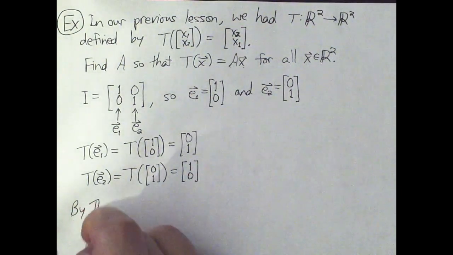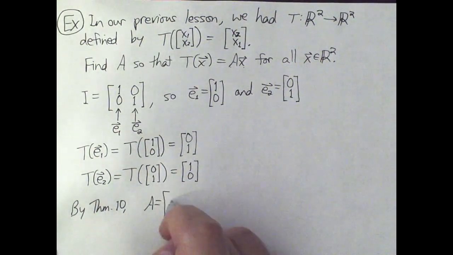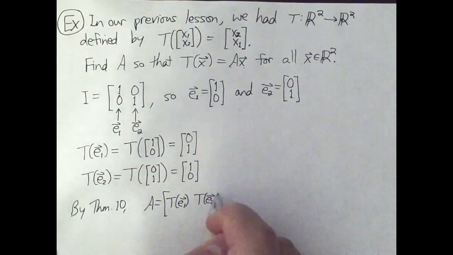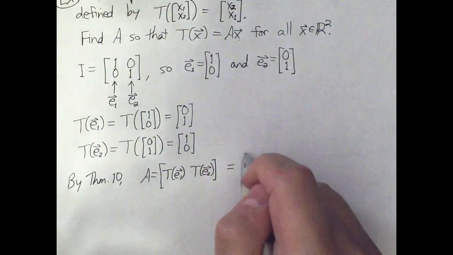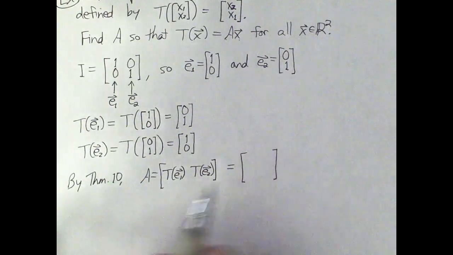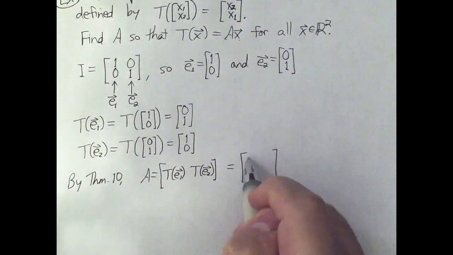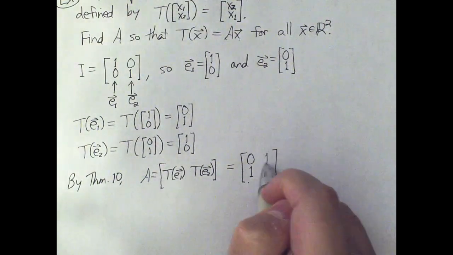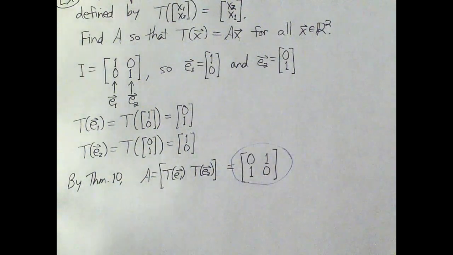By Theorem 10, A is equal to T of e1, T of e2. That's it for this problem. I mean, it's a 2 by 2 problem. So we take the two column vectors that we found and just put them side by side. The first one we found was 0, 1. And the second column vector that we found was 1, 0. And that's the answer. We found the matrix A.